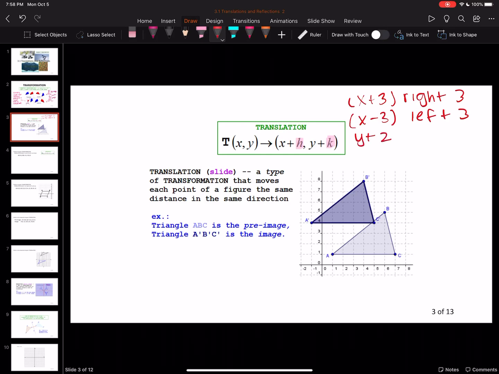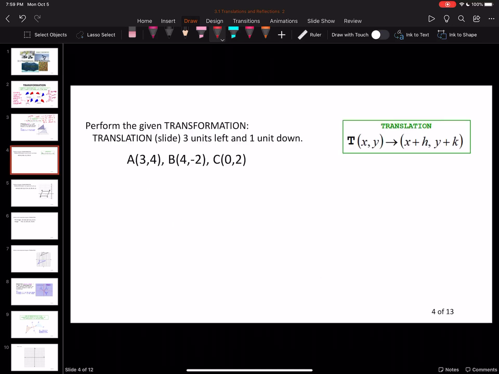Y plus 2, for example, means we're going up 2. And Y minus 2 means we're going down 2. Notice this notation right here. You've got a capital T with parentheses. This is going to be your pre-image. And this little arrow is telling me I'm transforming it in some way to where this value is your image. So let's look at a few examples. You've got: perform the translation, the slide, 3 units left and 1 unit down.